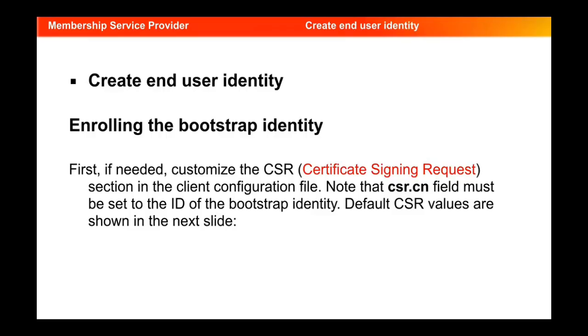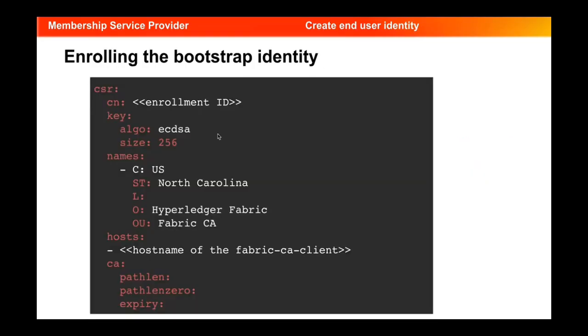Next is create end user identity. Here you will find different steps. First is enrolling the bootstrap identity. If needed, you can customize the CSR, which is the certificate signing request section in the client configuration file. You have different properties, and one of the properties, the csr.cn field, must be set to the ID of the bootstrap identity. The default certificate signing request values are shown in the next slide, which is this one.